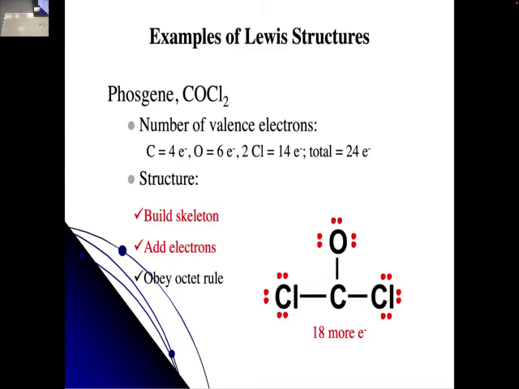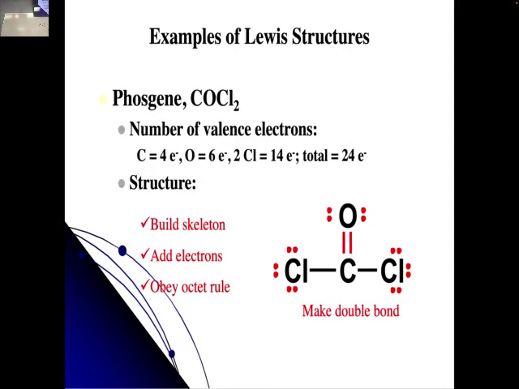But is it complete? Why not? Carbon doesn't have 8 yet, does it? So what do I do? Either take 2 off of one of them, either chlorines or oxygens, and make a double bond and share between, right? And it turns out that it's between the carbon and the oxygen. Oxygen is just a little less electronegative than chlorine, and you end up making a double bond.